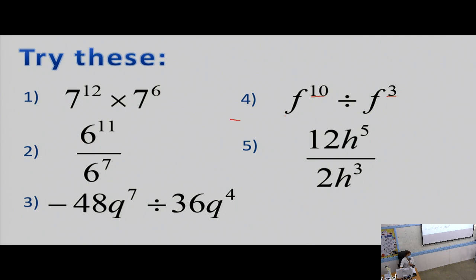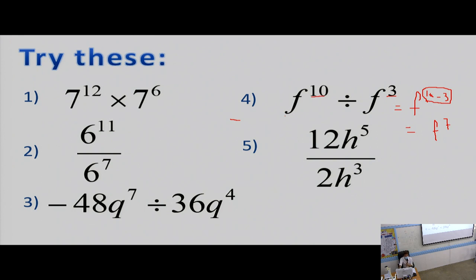You are going to subtract the exponent. Copy the base. The answer is f to the power of 10... f to the power of 7. Okay, that would be f to the power of 7. Again, you are going to subtract the exponent. Okay, that's correct. Okay, thank you.